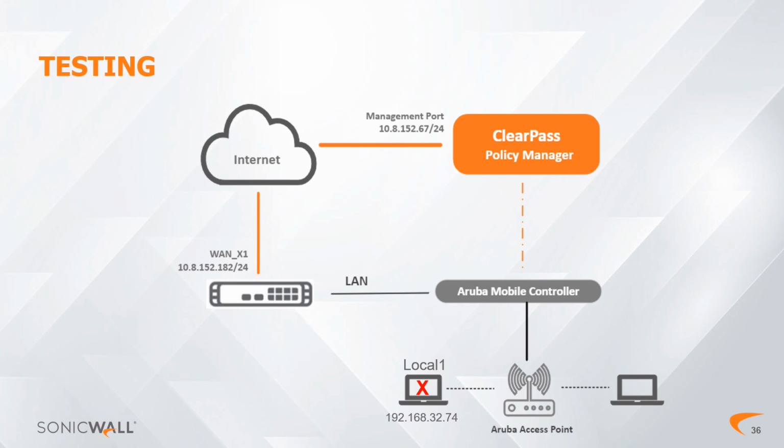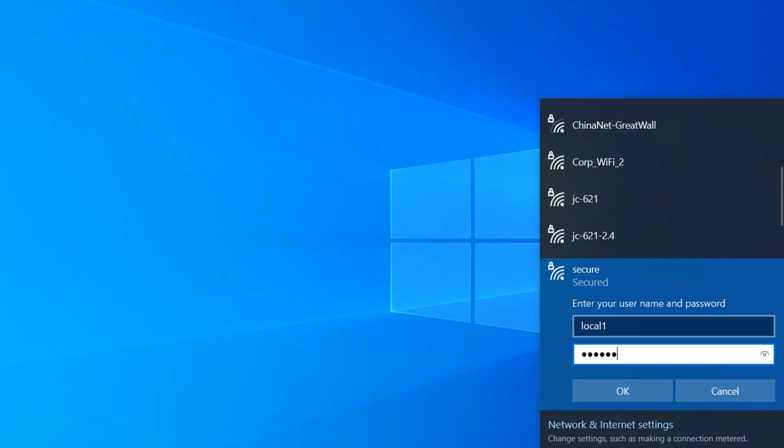When testing the NAC integration, note that the policies are applied based on device identity. In this case, the ClearPass OnGuard health status of user local 1 is shown as quarantined. When accessing a local computer, connect via SSID Secure. Credentials of user local 1 are given and the computer successfully connects to the network.